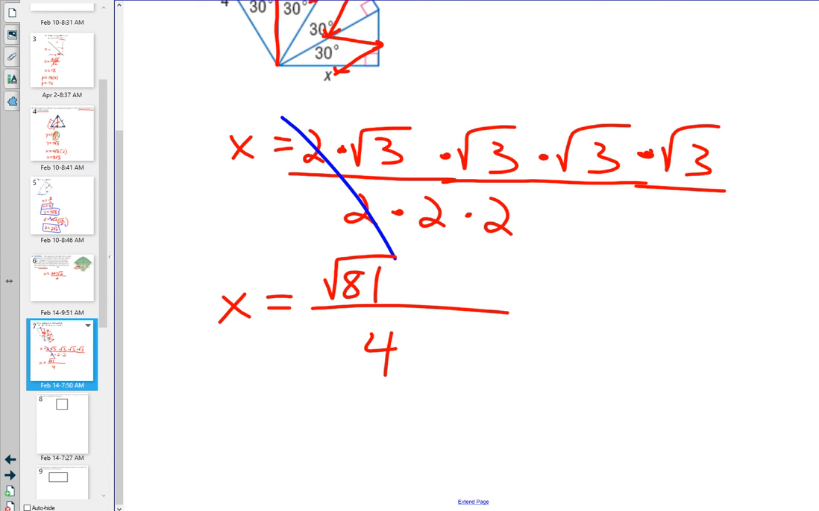Can I take the square root of 81? Yes. What is it? 9. And now we're done.